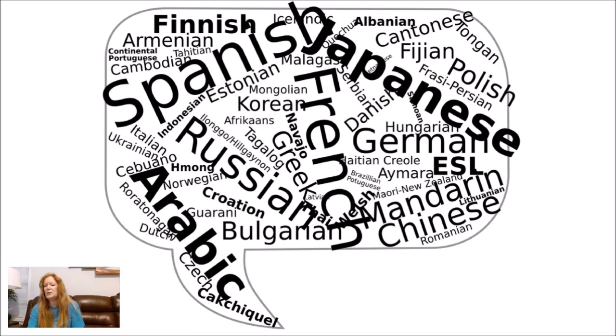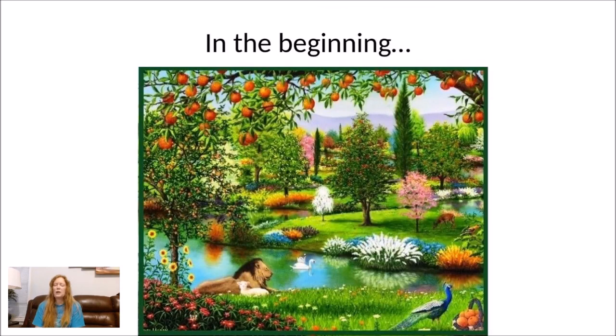Well, slide 2. We need to go back to Genesis, the book of beginnings. Remember that the word Genesis means beginning. We know that in the beginning, God created the heavens and the earth and everything on the earth, and he said it was all very good.